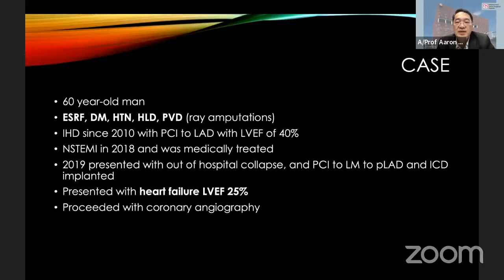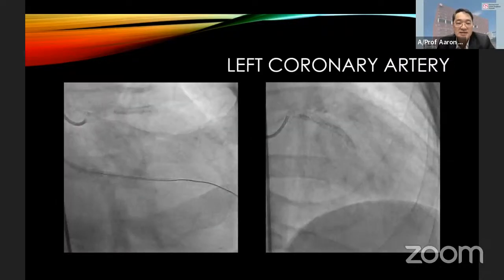Basically, he came in with an out-of-hospital collapse a few years ago, and had PCI done to left main to LAD, and an ICD implanted. He presented with heart failure again, EF of 25%. Pretty similar to the case done today.